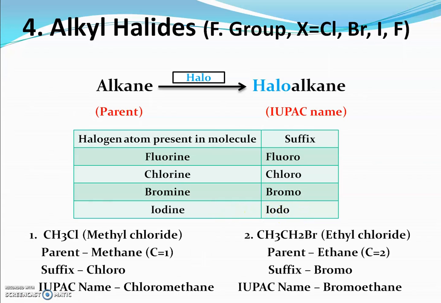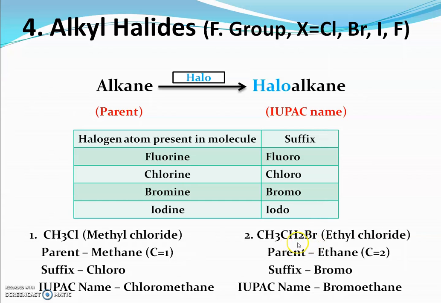Now let us discuss the names of alkyl halides by taking some examples. The first example is methyl chloride, having formula CH3Cl. In methyl chloride there is only one carbon atom, so the parent is methane. A chlorine atom is present in this molecule, that's why the prefix is chloro. So the IUPAC name is haloalkane, meaning chloromethane.